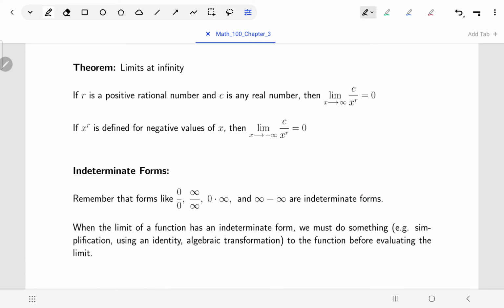And again, the same little caution that we had before: indeterminate forms. When we have things like 0 over 0 or infinity over infinity, or even things like infinity minus infinity, or 0 times infinity, all those things are indeterminate forms. And that means that we have to do something further to be able to evaluate our limit.